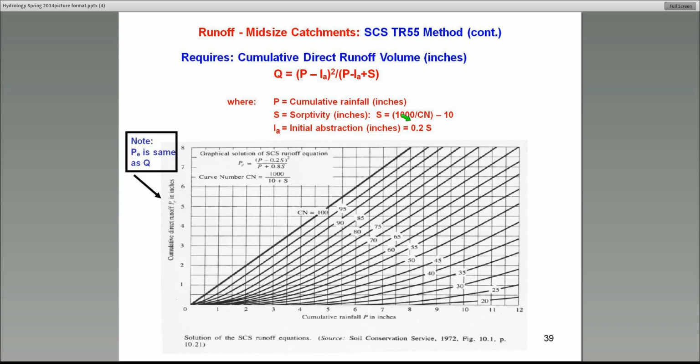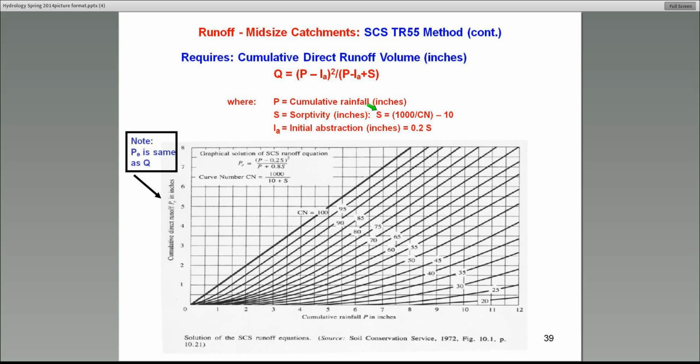I suggest always use this equation. And let me explain what this equation is. The capital P stands for cumulative rainfall. That's the design rainfall, in this case the 24-hour rainfall. The IA is what they call the initial abstraction. It's like an initial loss, which is in this case equal to 0.2S. They assume it's equal to 20% of what they call the sorptivity parameter, which is that capital S. And that S is obtained as a function of curve number, and it's equal to 1000 over CN minus 10.